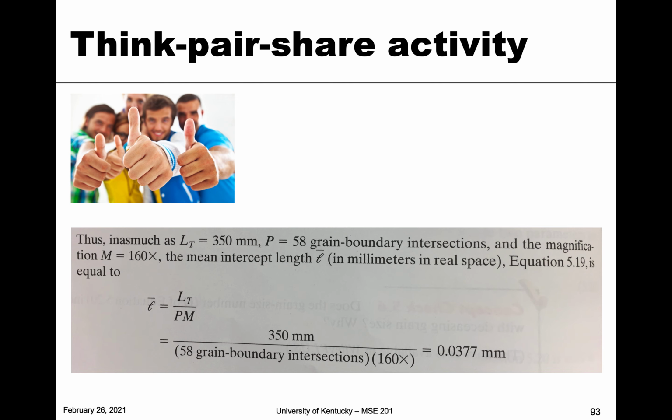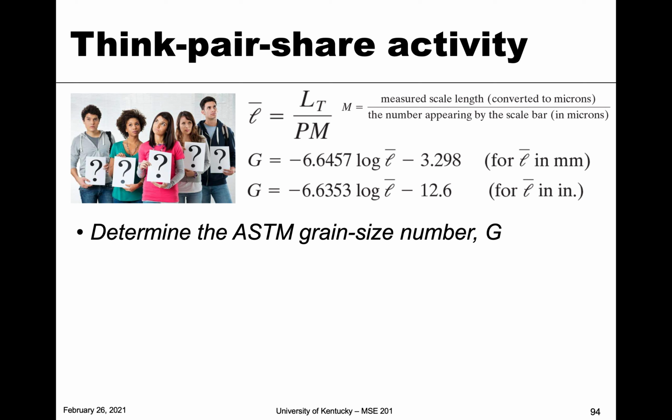All right, so let's get to the last question then. We've calculated the intercepts and the mean intercept length, and so now I'm going to ask you for the ASTM grain size number of this same material. So again, take what we just got and see if you can calculate the ASTM grain size number G for this material. All right, so you've had some time to do that.